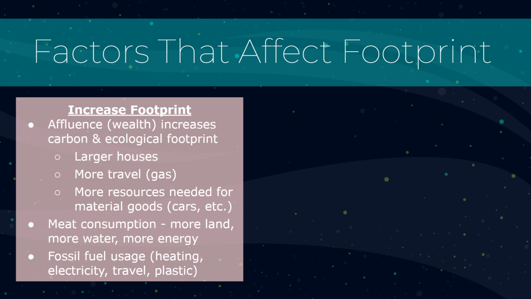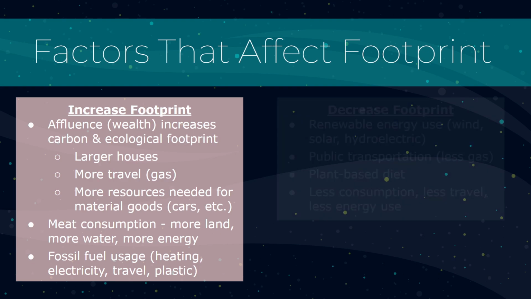That's because it takes way more energy, way more land, and way more water to produce 1 pound of meat protein versus a pound of plant protein. Meat production takes far more land input and energy input than it does to grow the plant protein. Finally, fossil fuel usage is a huge one. The amount of travel that a person does is going to greatly increase someone's carbon footprint. You might have electricity. They might use a large amount of plastic items. Plastic requires fossil fuels in order to be manufactured, packaged, and shipped. That's going to result in an increase in a footprint as well.